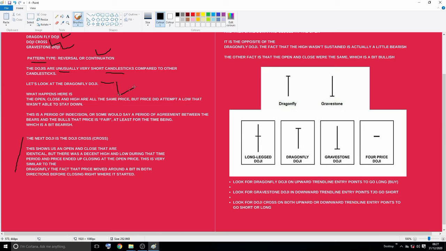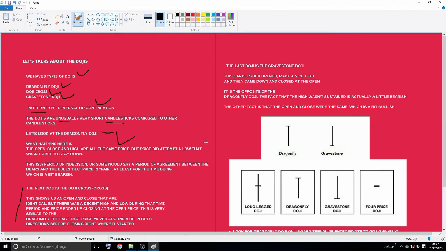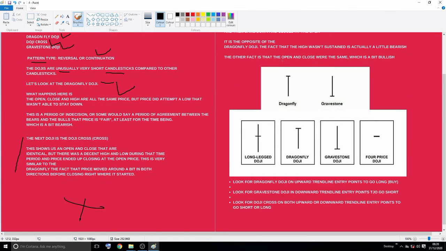Remember I said the dragonfly can mean that we are pushing up. The cross doji can mean that we can push up or we can go down. And then the last doji is the gravestone. This candlestick opened, made a nice high, and then came back down and closed at the open price. This is the opposite of the dragonfly doji. The fact that the high wasn't sustained is actually a little bearish. The other fact is that the open and close were the same, which is a bit bullish.